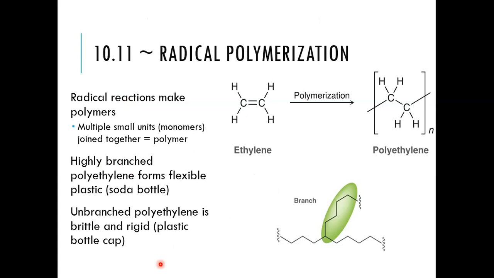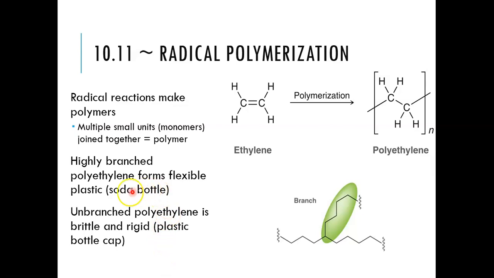The next section is talking about polymerization. So a polymer is a large molecule of repeating units. The smaller units are called monomers, and when we join them together, it creates a polymer. Poly means many, mono means one.